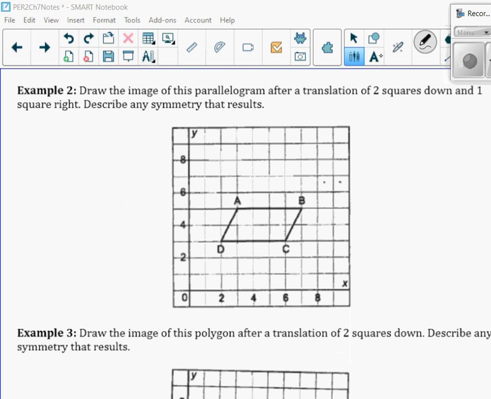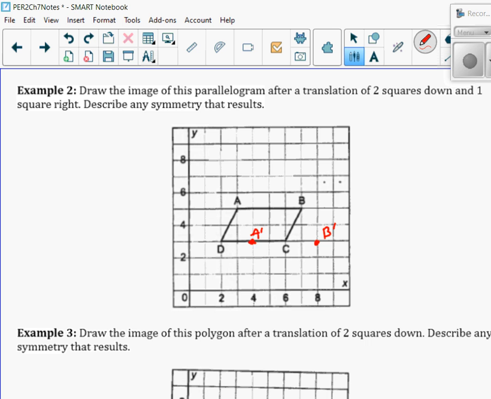Okay, example 2, it says draw the image of this parallelogram after a translation of 2 squares down and 1 square right. Draw any symmetry that results. Okay, so this is a coordinate plane. You can see that there's an axis and stuff like that. So we're going to go 2 down, 1 right. So I'm going to take A and go 2 down, 1, 2, and then 1 right. So there is my new A prime. I'm going to do B, 2 down, 1 right. So there's my new B prime.